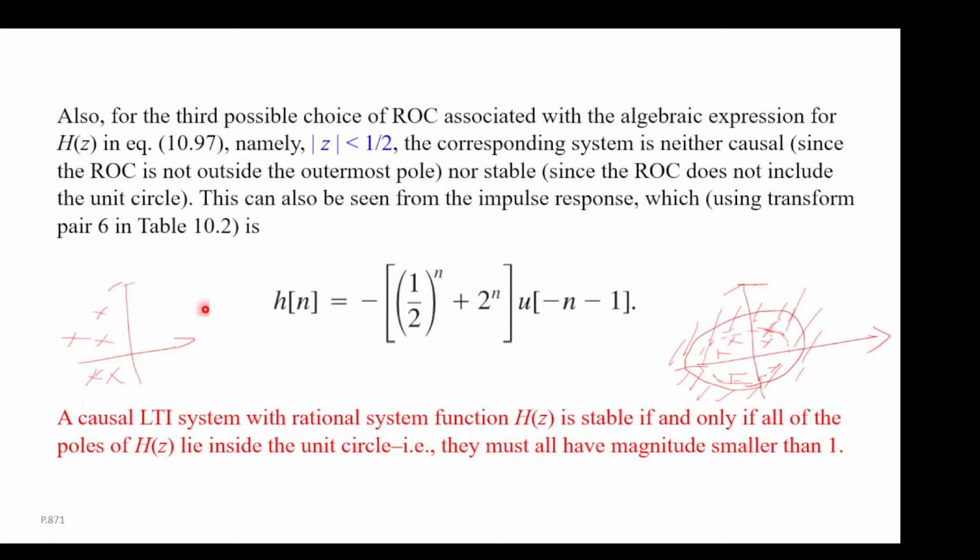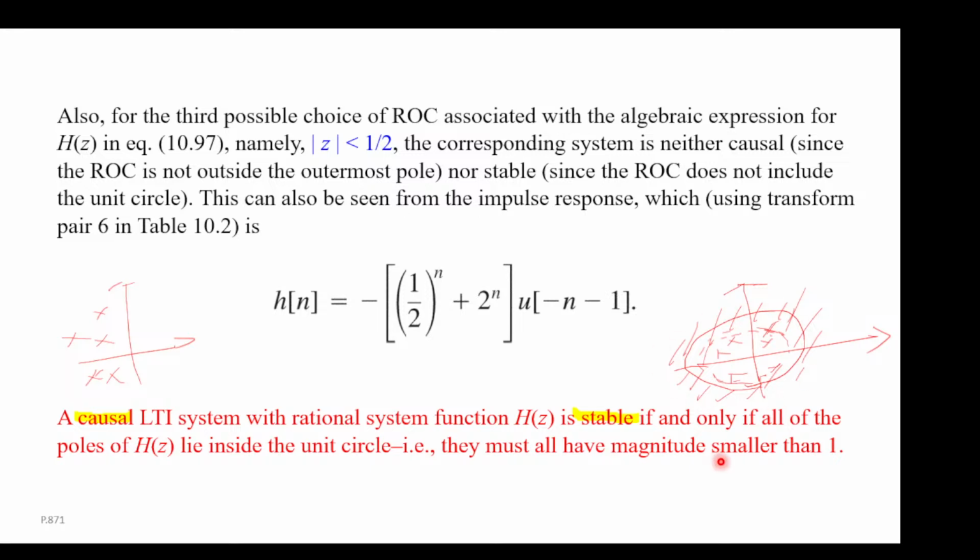This is similar to the statement in the Laplace transform, where we say that if you want the system to be both rational and stable, then all the poles must be on the left side of the imaginary axis. Now it's similar, except it's causal and stable. If you want the system to be causal and stable, then all the poles must be inside the unit circle.